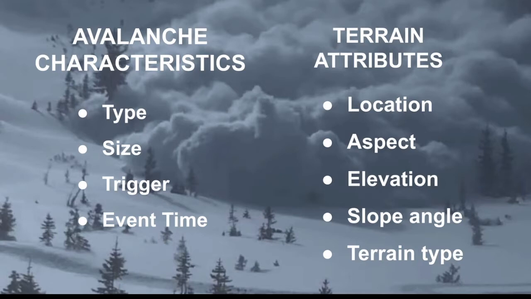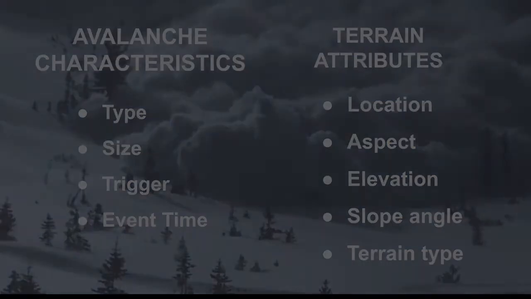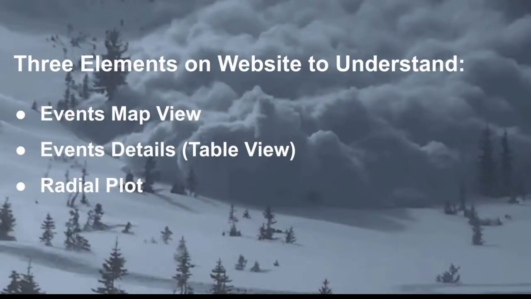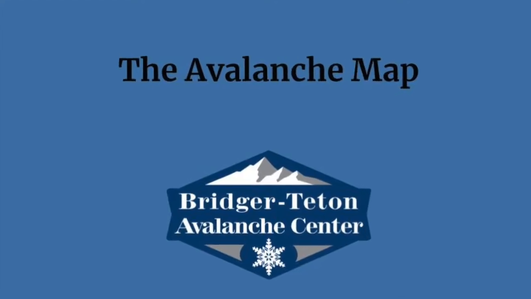The avalanche events section of our website is comprised of 3 elements that help convey and display this important information. The 3 elements are the avalanche event map, event details or table view, and radial plot. Although some of the features that will be reviewed here can be viewed on a smartphone, many are only fully functional on a laptop or desktop computer.